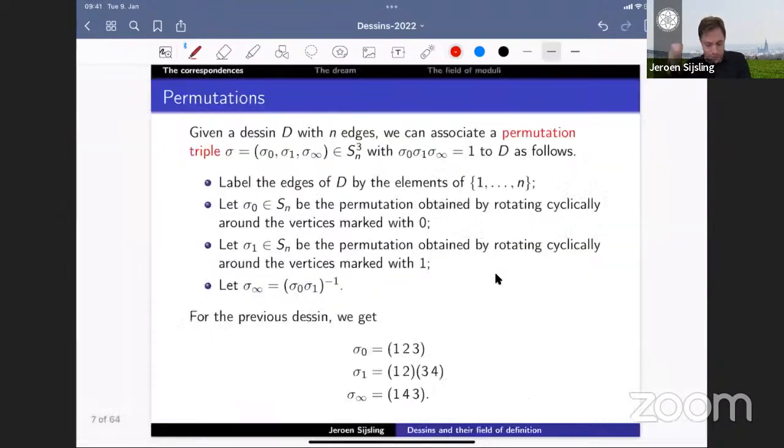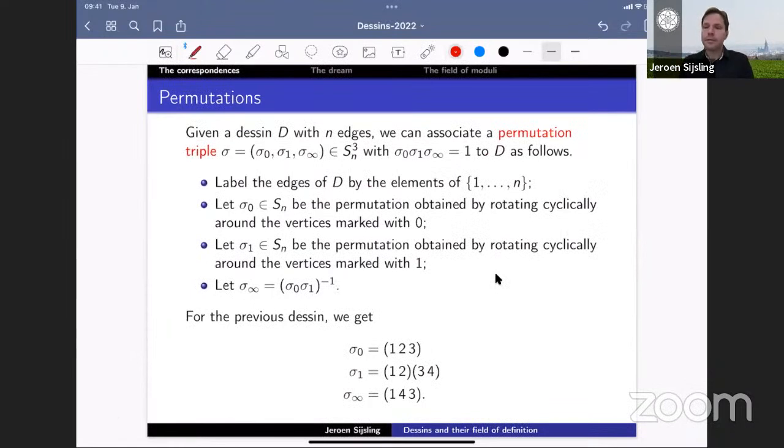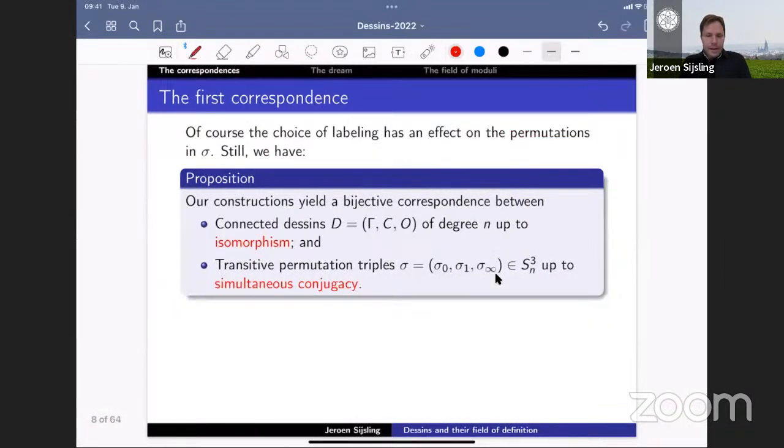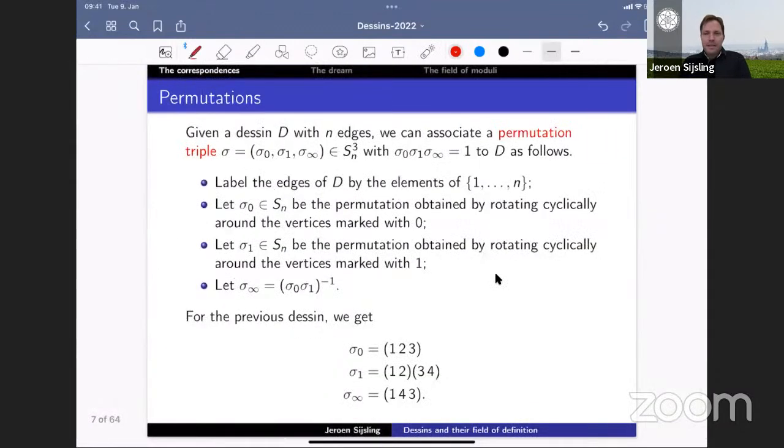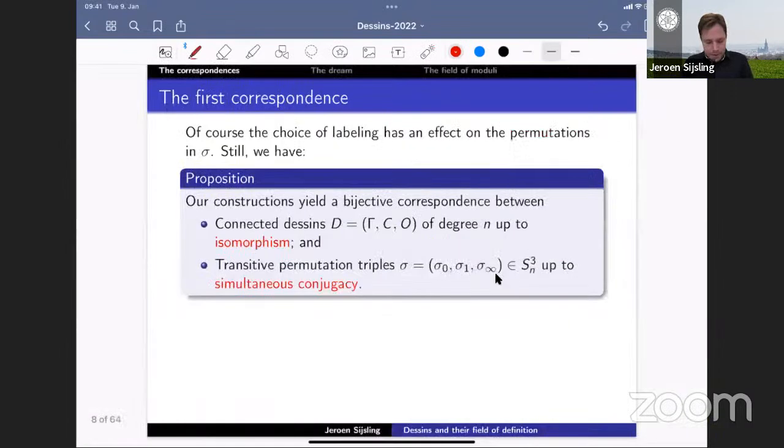Well, that's what you get. And sigma inverse, sigma infinity, is then determined too. So that's how that goes. Now, you may say, yeah, but that's not a completely unique thing, right? Because maybe I label my vertices differently. Well, the effect that it has is that all the permutations you have are conjugated by the same thing. And that turns out to be everything.